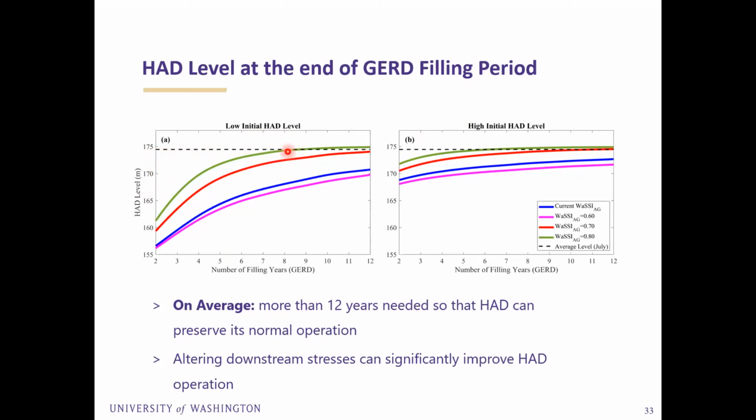So the good thing about this figure is that it can be used, for example, to say if Egypt will not be changing the stresses downstream, which is the blue line, how long it will take for the highest dam level to return to its operating level by the end of the filling years. So the blue line actually is showing that even with 12 years of filling, the highest dam level will not be able to return back to its operating level. And the level at that time will be lower than 175. It can even reach, as I said, 170 or something.